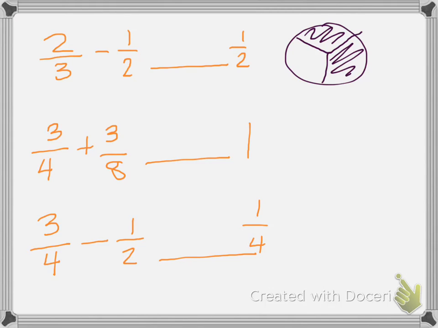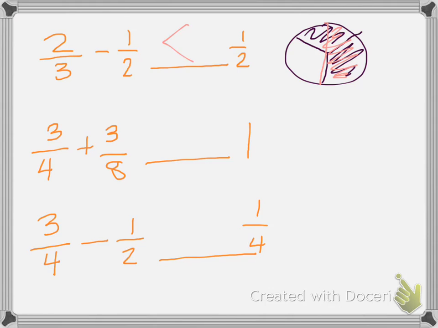Number 5 says write greater than, less than, or equal to. So we have 2/3, and we're going to take away half. So we're going to take away all this half. So we know that that is less than 1/2.